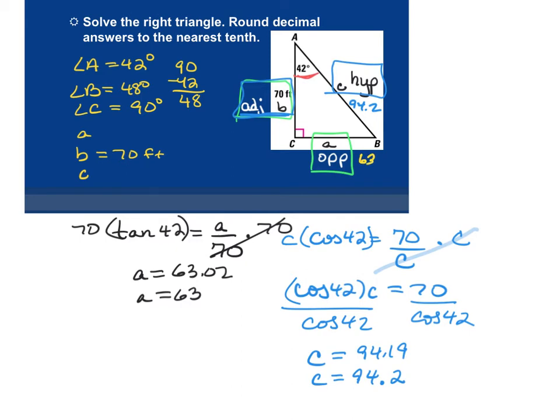Now, technically what you could have done, once you found opposite to be 63, you could have also done Pythagorean theorem. So just be aware that there's different ways to do these. But it's always the best idea to always resort back to your given and not use any newly calculated numbers. Pretty good on example 3? Let's try example 4.